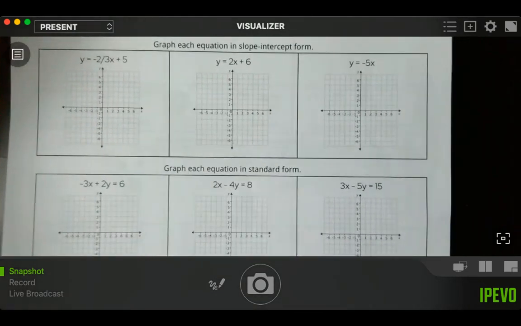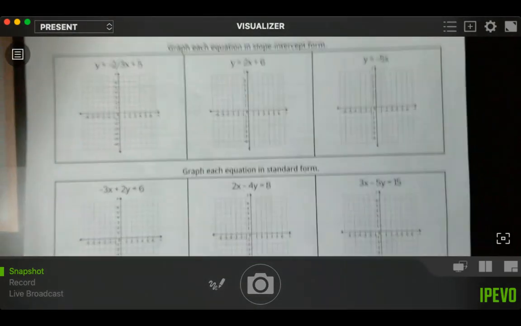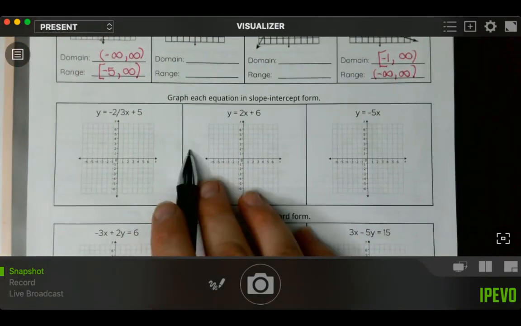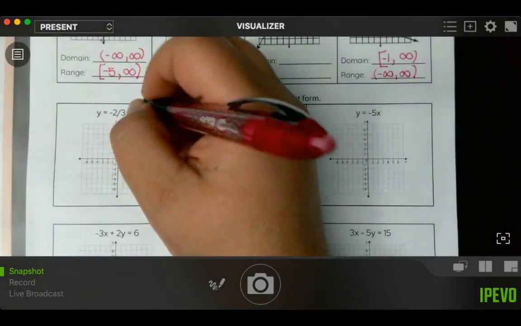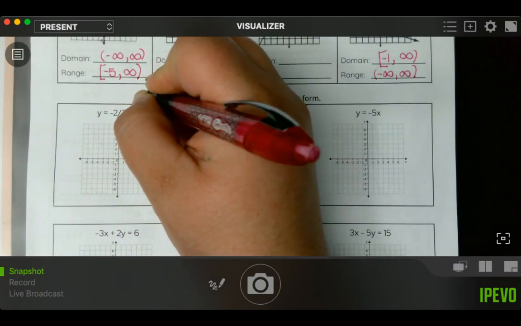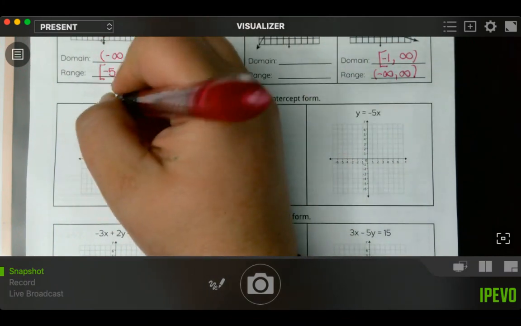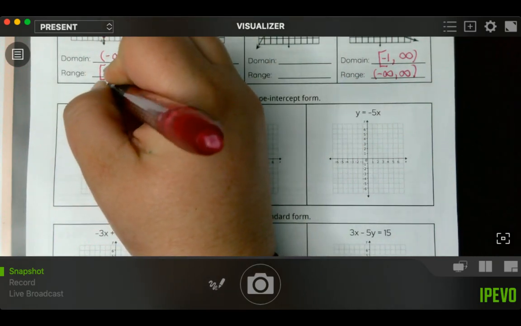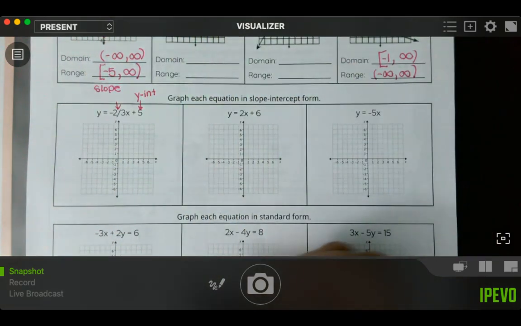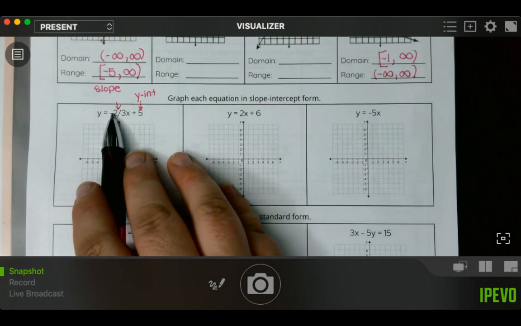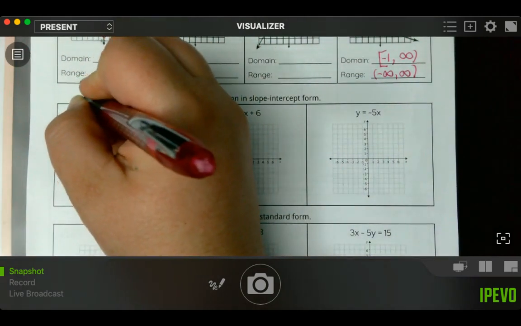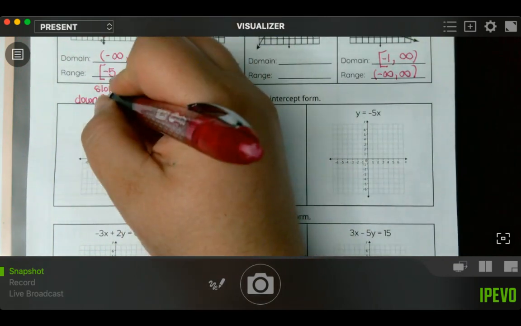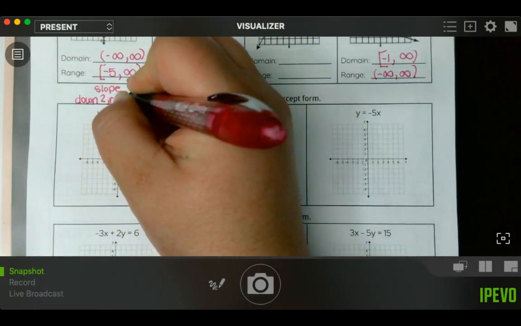Now let's talk about how to graph. Hopefully, this part isn't too hard. Whatever number is right here is your y-intercept. And whatever number right here is your slope. This slope means that we have a rise of negative 2, so we're going to go down 2, and then it has a run of 3, so we'll go right 3.